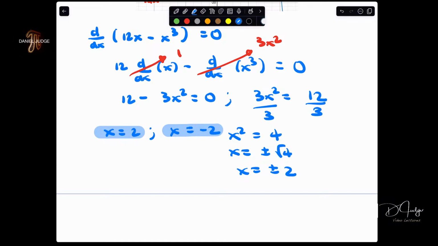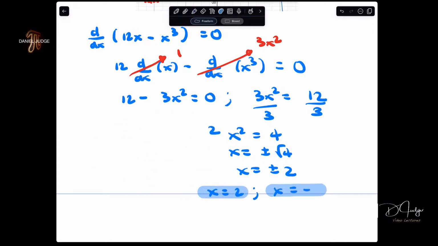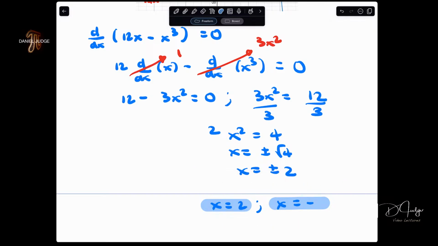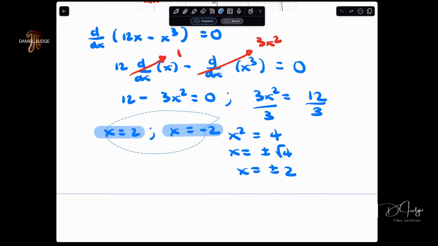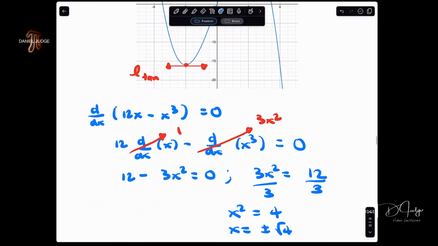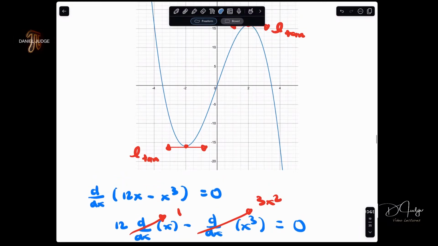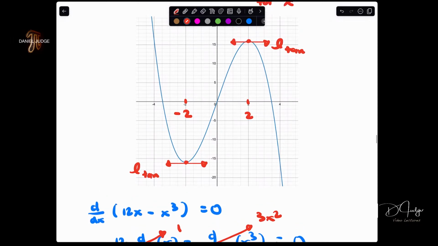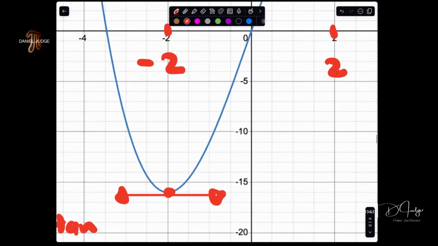So there's two solutions here. I just want to fill that out, and maybe it's better to just put them down there. Okay, so you can see that. There are your two solutions. So here's where negative 2 is, and here's positive 2. So it does look correct.